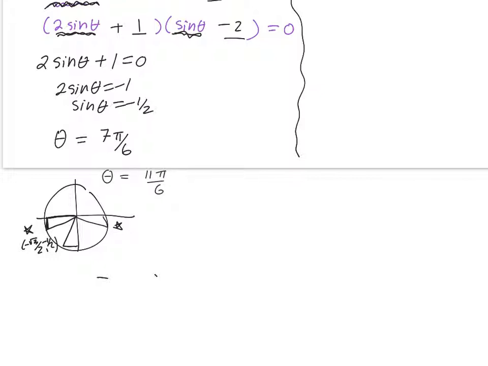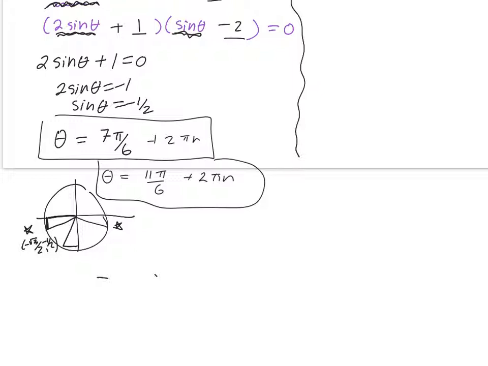And did I say just between 0 and 2 pi? No, so you have to add a 2 pi n to both of them. And since I didn't say 0 to 2 pi, what could you have used instead of 11 pi over 6? Minus pi over 6. Does that make sense? Okay.